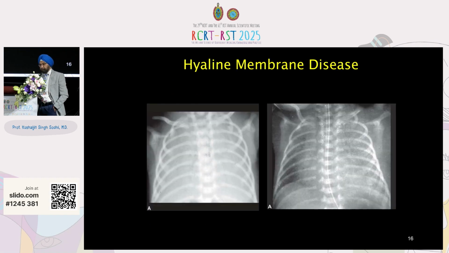So these are two common examples or two broad spectrums. The one on your left-hand side, you can see complete whiteout of the lungs, bilateral, almost complete whiteout or opaque lungs, right? And this is a less opaque lung, but you still have this bilateral reticulogranular appearance. So these are two broad spectrums of hyaline membrane disease typically seen.